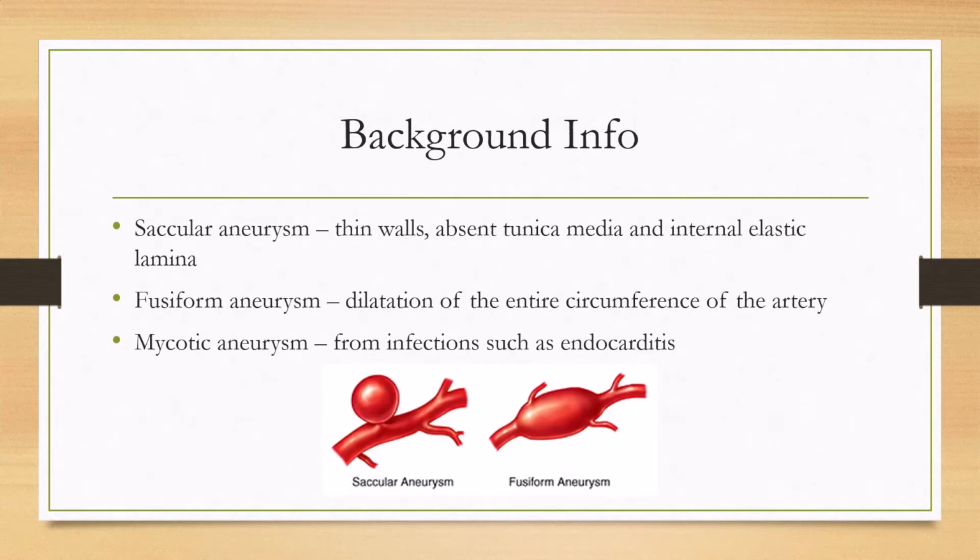There are a few different types of aneurysms. The more classic type is the saccular or berry aneurysm, and these are the thin-walled aneurysms that look like outpouchings, and they have absent tunica media and/or internal elastic lamina. The other type is called fusiform aneurysm, and this is a dilatation of the entire circumference of the artery. And there are also mycotic aneurysms, which are aneurysms that form due to infections, such as from infective endocarditis.